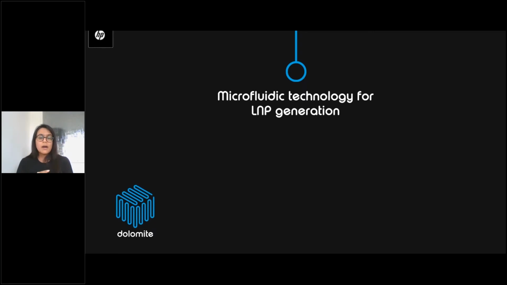So we know why we need lipid nanoparticles and what they are. Now we need to understand how you actually produce them. What is the technology that enables you as a user to easily go into a lab and encapsulate your biotherapeutic? One of the technologies that Dolomite is a leader in is microfluidic technology, and that's what we've leveraged here to provide the best solution for LNP generation.